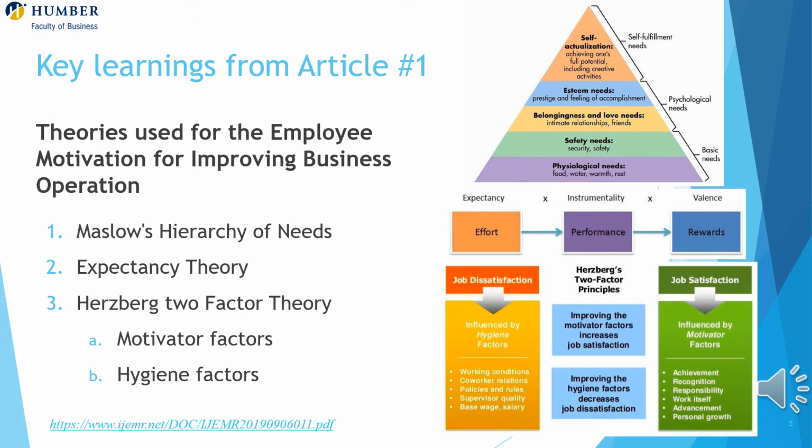Now, the expectancy theory. It suggests that when employees want a hike in their salary increment, they start working for long hours. In this theory, there are three main factors. They are expectancy, instrumentality, and valence. And the third one is Herzberg's two-factor theory.